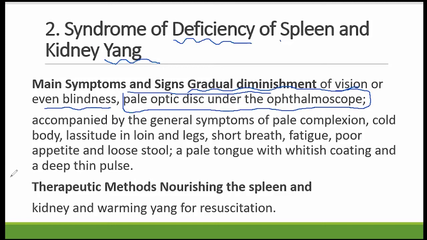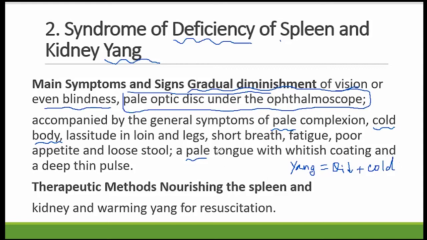Other symptoms are yang deficiency symptoms: pale face, pale tongue, sometimes pale lips, and then a cold body and cold limbs. The patient will also have some qi deficiency symptoms. We say yang deficiency means qi deficiency plus cold. So that's what we mean by yang deficiency.